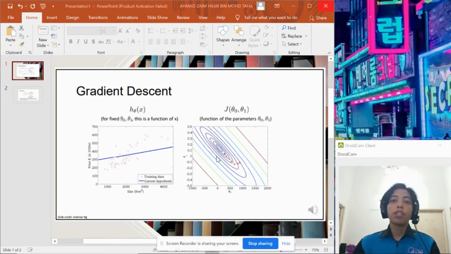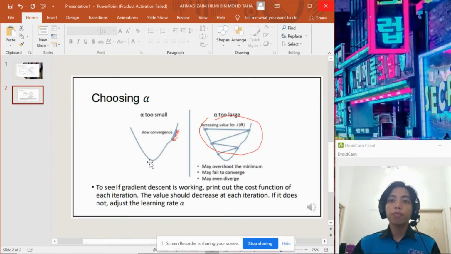The gradient descent algorithm is used to minimize the cost J. Based on the equation, we need to choose the value of alpha. To see if gradient descent is working, print out the cost function at each iteration. The value should decrease at each iteration. If it does not, adjust the learning rate alpha.